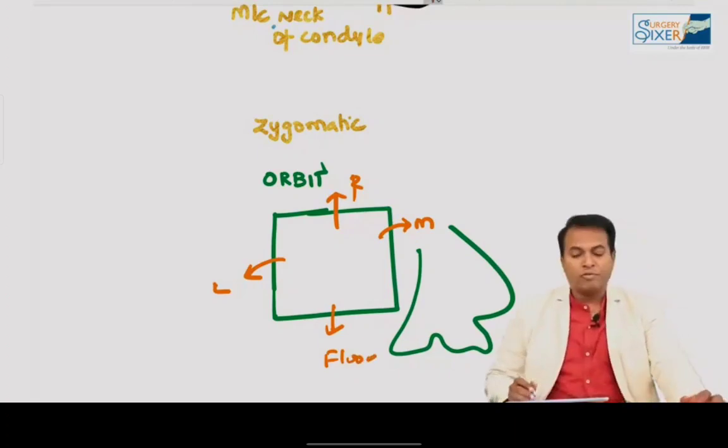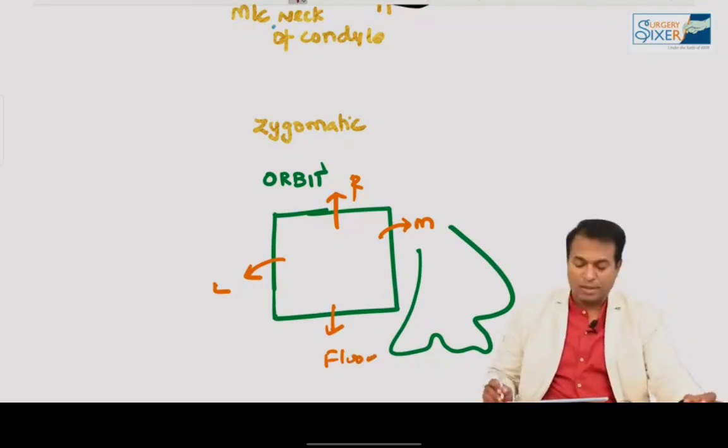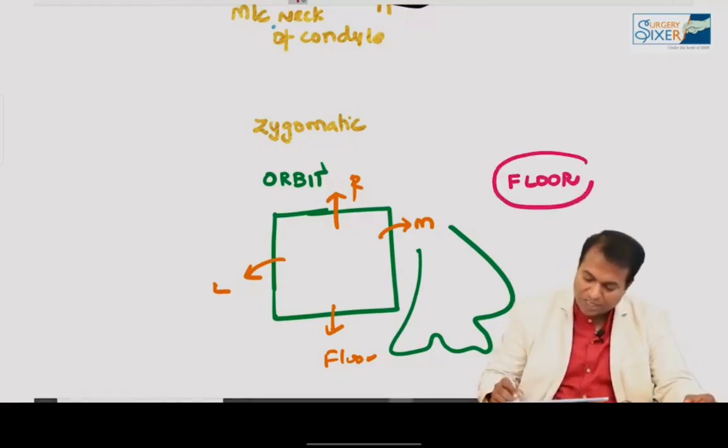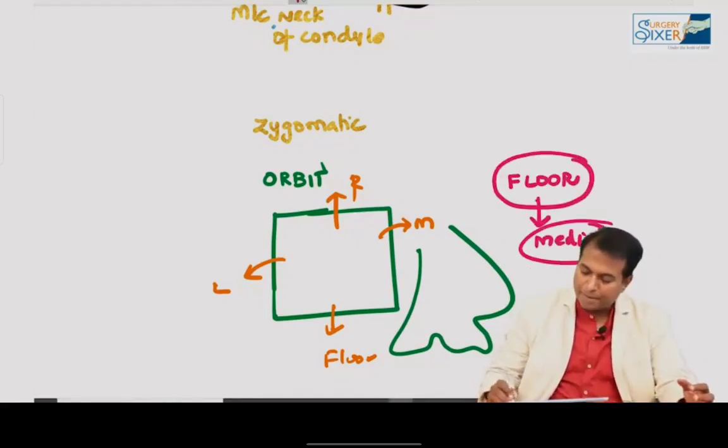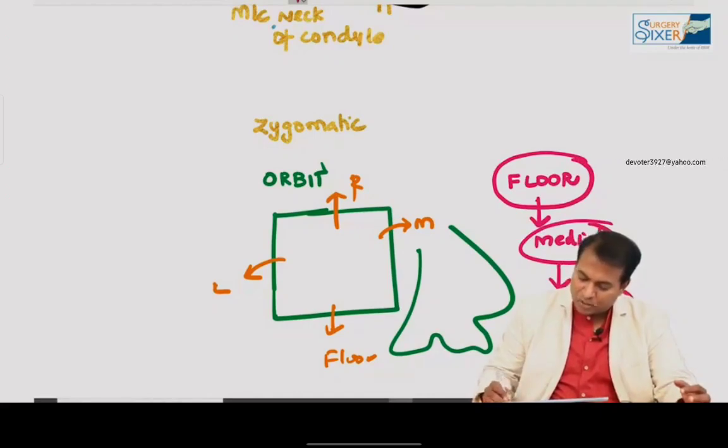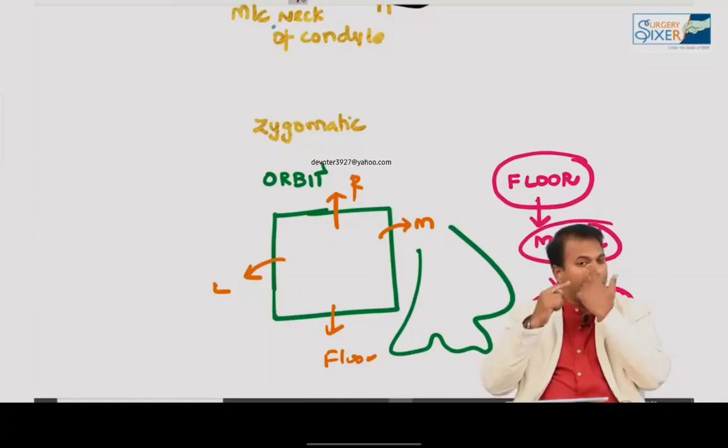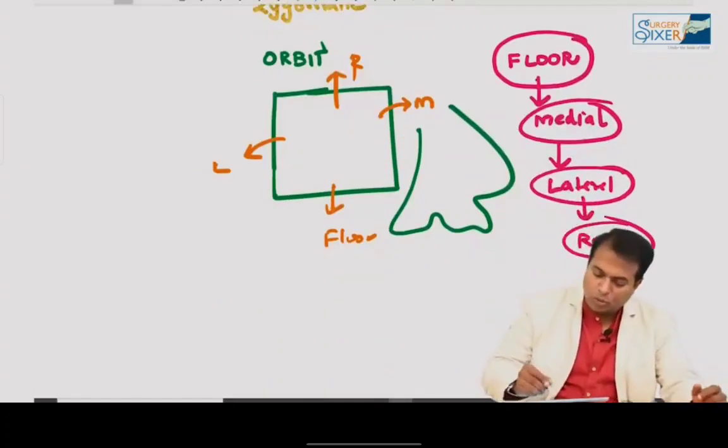Now tell me, which wall will be commonly injured in these 4? The order of injury is: floor is the first important wall to be injured, followed by the medial wall, followed by the lateral wall, and then the last one is the roof. This is the order of injury of the orbit. Floor, medial wall, lateral wall, roof is the order of injury of orbit bones.